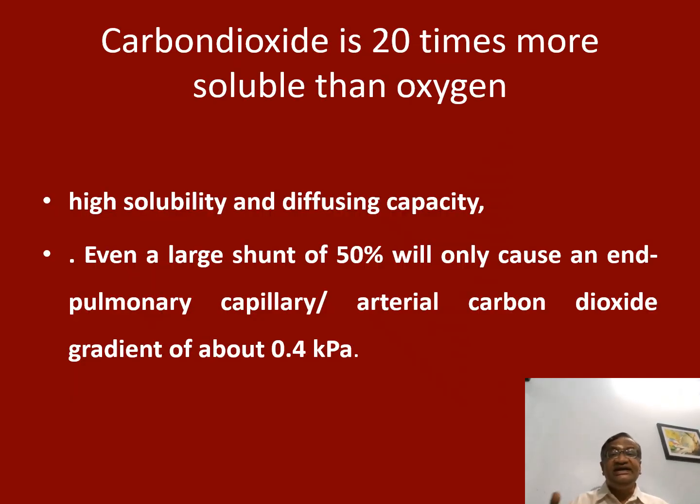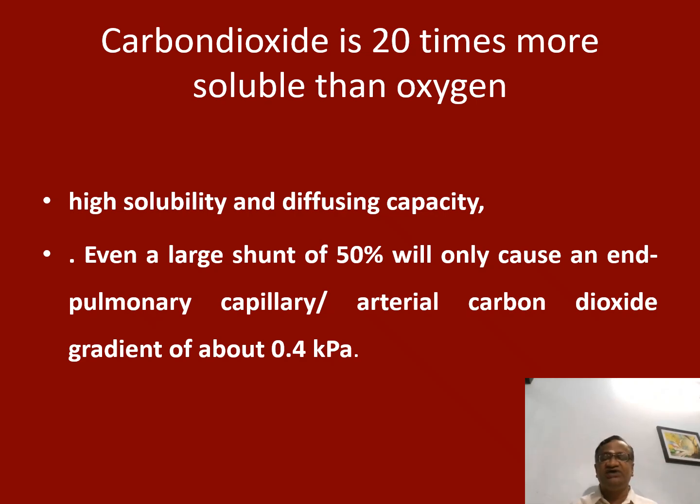Carbon dioxide is 20 times more soluble than oxygen. It is very easy. It goes in, goes out easily. High solubility, high diffusing capacity. That is why, with a large shunt in the lungs, there is no ventilation, there is a big pneumonia. There is blood going directly from the venous side to the arterial side. No oxygenation is taking place because there is a pneumonia. This is what is called shunt.